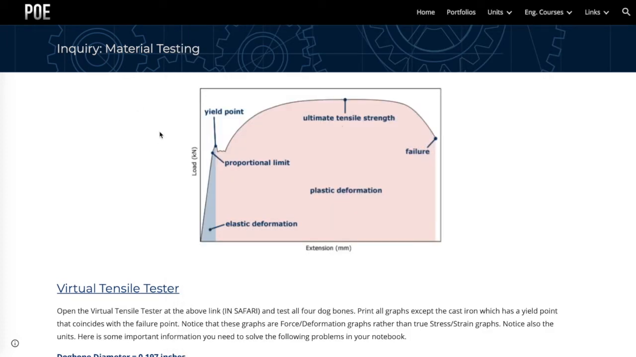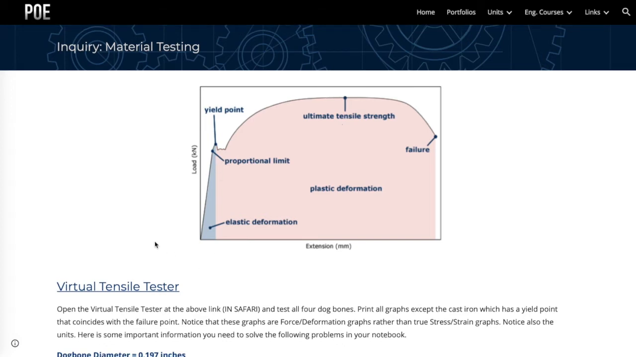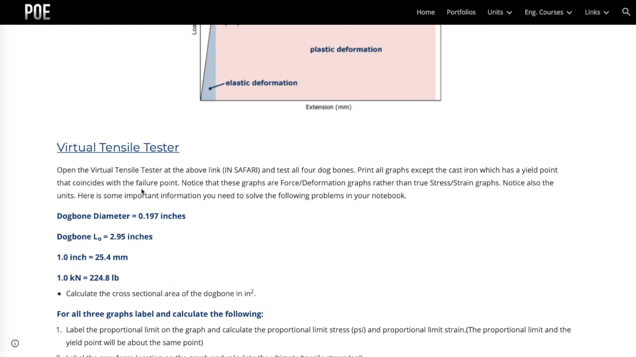Okay, all right. So on this page here, we're going to have a tensile test. We're going to open it up. It needs to be only in Safari. We're going to test 4 dog bones. And normally what we'd do is print all graphs of each dog bone, except for the cast iron. The cast iron dog bone is very brittle. It breaks really quick. It has a yield point that coincides with the failure point.